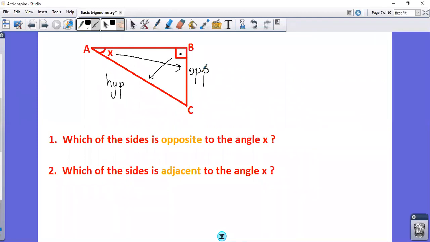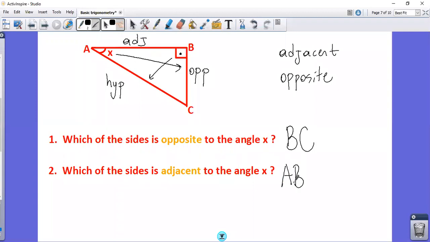So hypotenuse is AC, opposite is BC, so we are left with only one side, which is called adjacent. Let me write here ADJ for adjacent and OPP for opposite. So which of the sides is opposite to the angle X? The answer will be BC. Which of the sides is adjacent to the angle X? The answer will be AB.